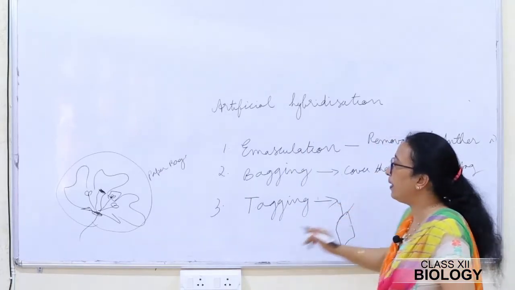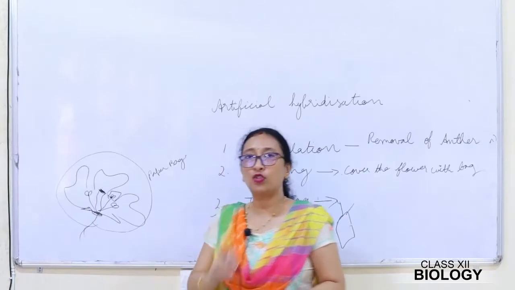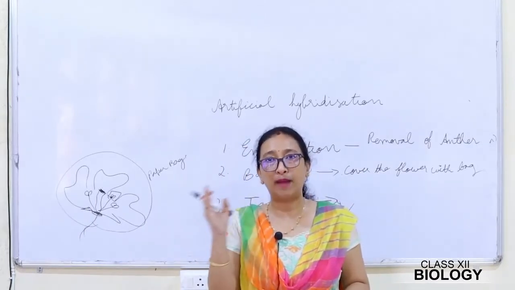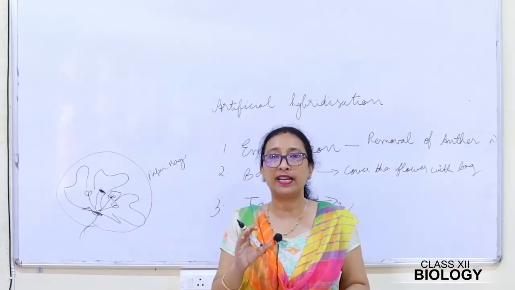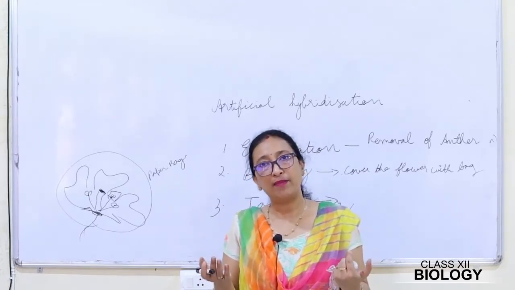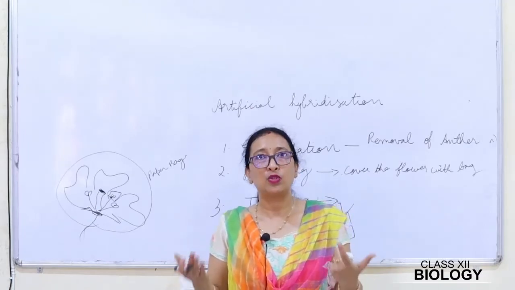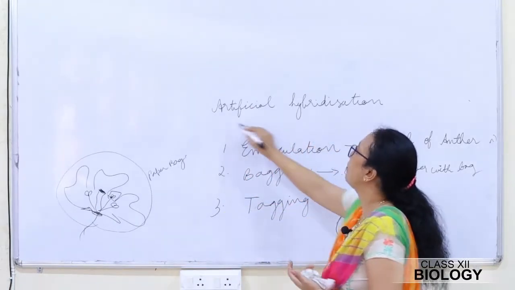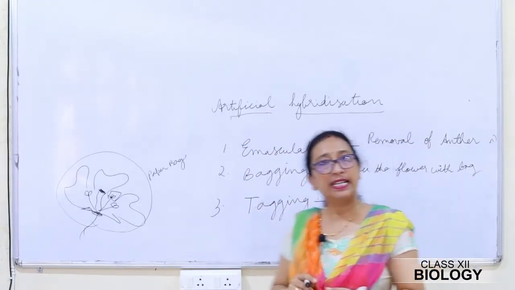This paper tag will be kept on the plant. So the pollinator, or the plant breeder, will know at which time it was done. And after some time, the pollination will take place and the flower will develop into fruit. So this is how artificial hybridization takes place.